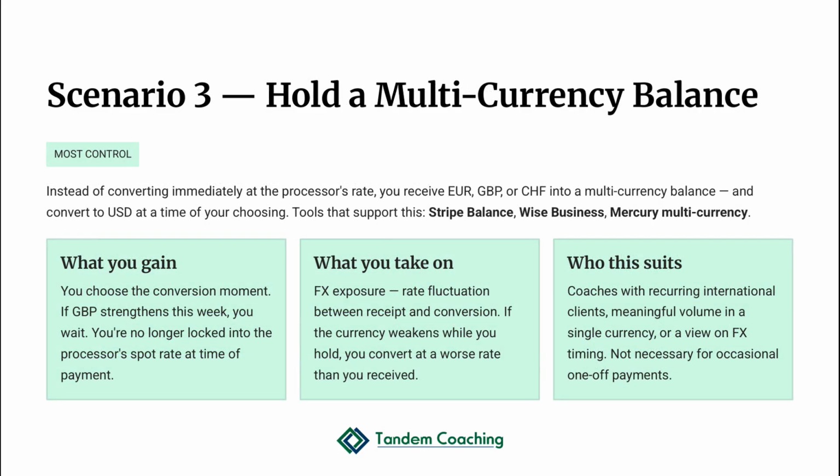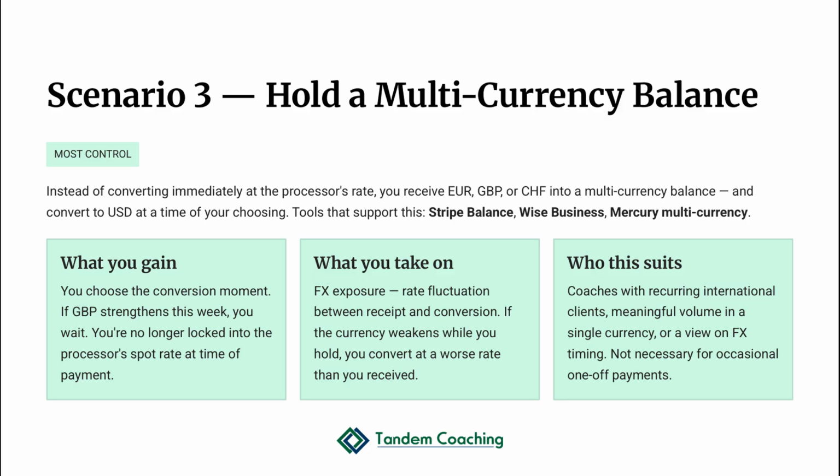Scenario 3 gives you control over when the conversion happens in exchange for taking on rate fluctuation risk. You hold a multi-currency balance through Stripe's multi-currency feature, through Wise Business, or through Mercury multi-currency accounts. Receive the payment in EUR, GBP, or CHF, and let it sit in that currency for a while. Convert to USD at the time of your choosing, when the rate is favorable, or when you actually need the dollars in your checking account.